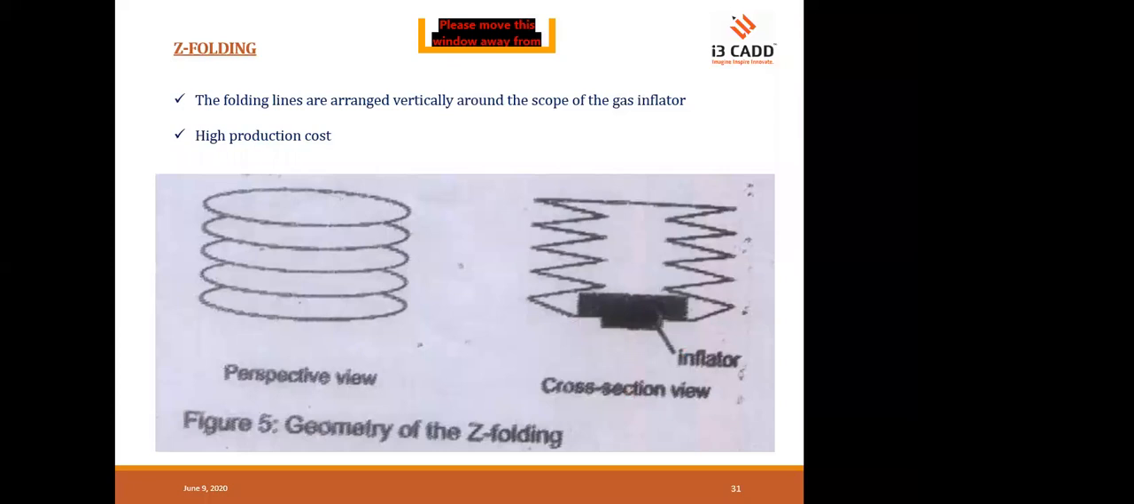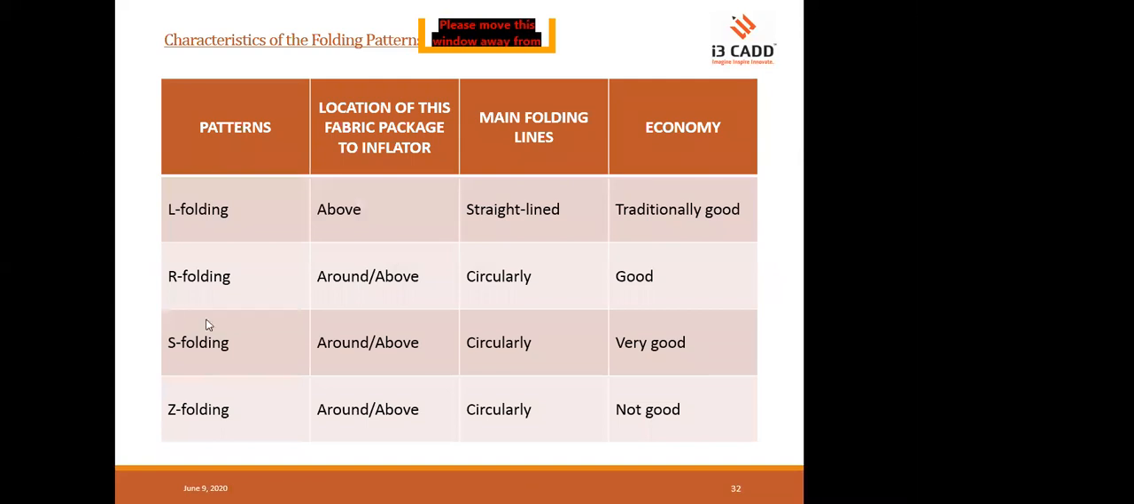And finally, your Z folding is out of date since it has high production cost and less efficiency, right? Here the construction is, the individual folding lines are situated vertically around the scope of the gas inflator. There will be a ring-shaped bag situated one above the other. For example, you can imagine the suspension cover in your bike. In the front suspension, they will put some rubber cover like that, right? A ring-shaped structure. Like that, the bag will be, right? So in comparison, your S-folding is very good. Got it?